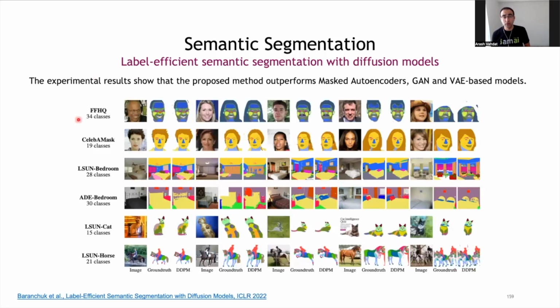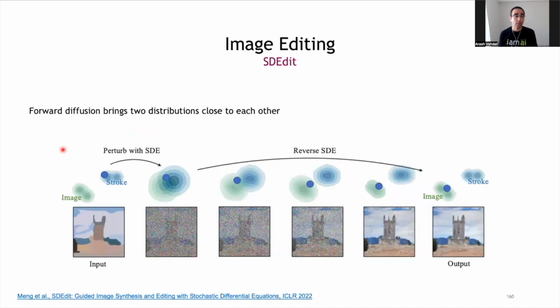This paper particularly shows that this approach is label efficient. Using very few labeled instances, they can train diffusion models on several data sets, as you can see on this slide. And the authors show that diffusion-based segmentation models can outperform masked autoencoders, GAN or VAE-based models on this task, which is very interesting. It shows that representations learned by diffusion models can be used for downstream applications such as semantic segmentation.